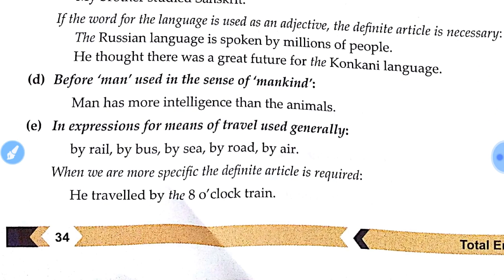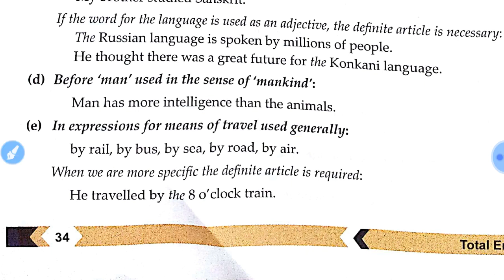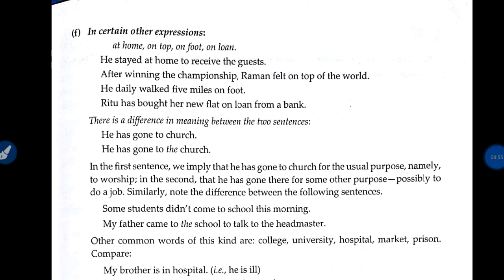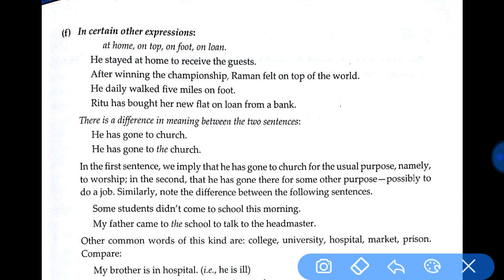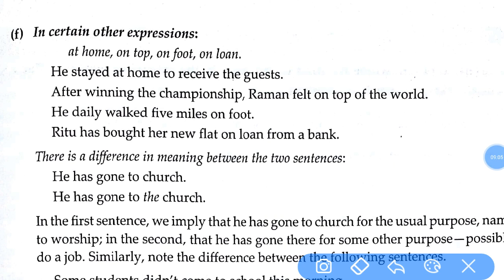Then we have the expressions of means of travel used generally. For example, by rail, by bus, by the road, etc. Then we have the last one here. In certain expressions, such as at home. Here see, at home, on top, on foot, on lawn. So such like places also we do not use any article.